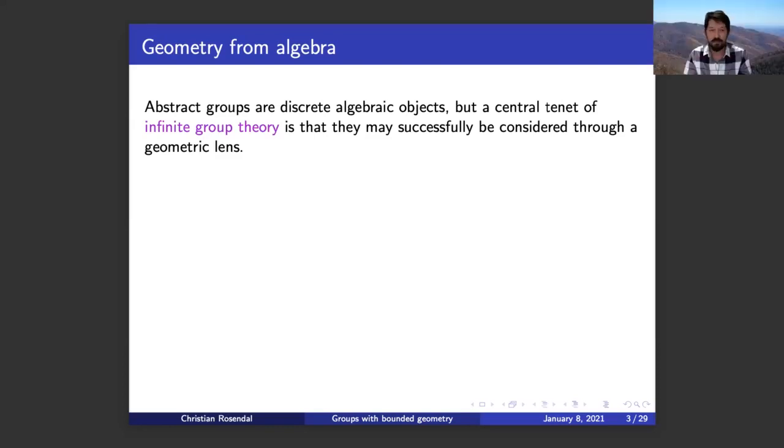Also, of course, abstract groups. By abstract groups, I just mean the groups that you learn about in the first class in group theory. It's just sets with a certain multiplication. So these are discrete algebraic objects, but one of the central tenets of infinite group theory is that they may and should successfully be studied through a geometric lens. Okay, then not just purely algebraic objects, and this has been very prevalent the last 40, 50 years.